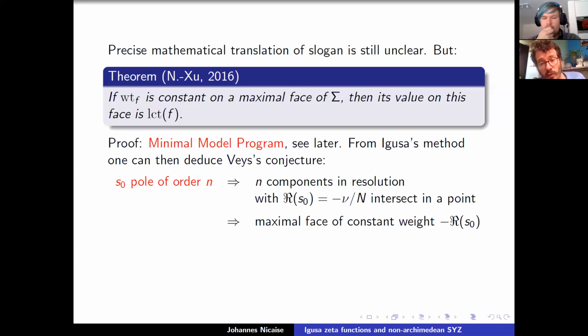And so this means that at each of these vertices, the weight function is equal to minus the real part of s0, because it's given by nu over n. And so since the weight function is affine on the phase, if it takes the same value on all the vertices, then it must be constant. So we have found a maximal phase of constant weight, and the weight is equal to minus the real part of the pole, s0. But then we're done, because then the theorem tells us that this can only happen if the real part of s0 is minus the log canonical threshold. And that's exactly the result that we wanted to prove.